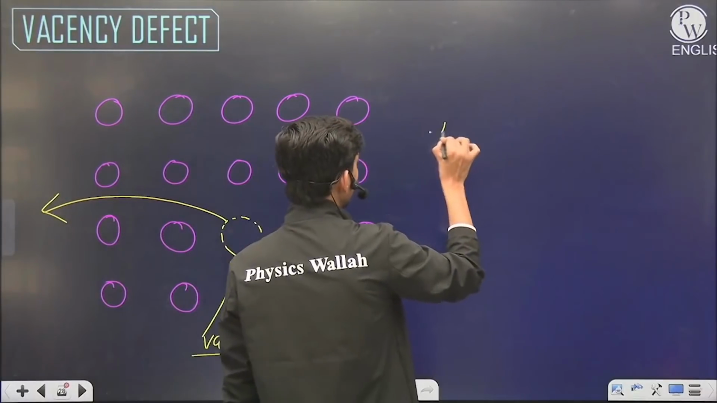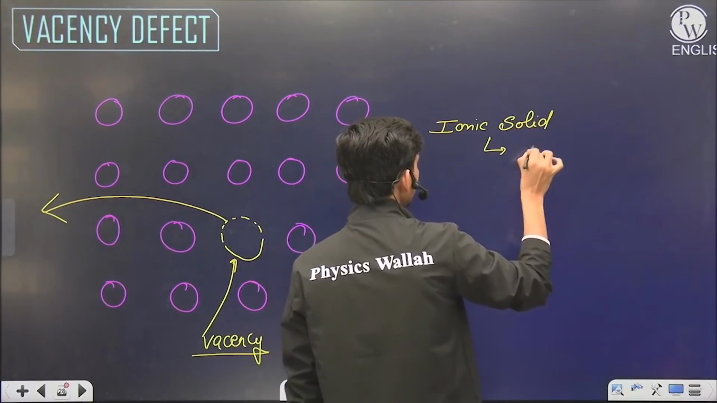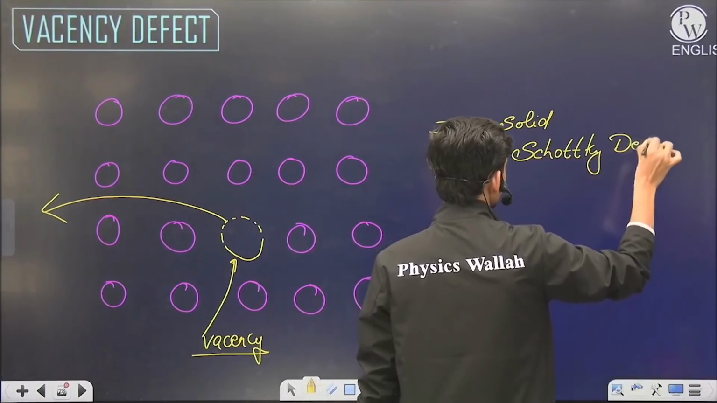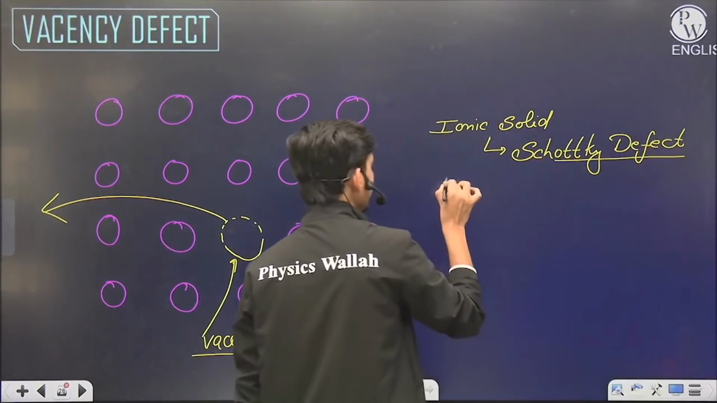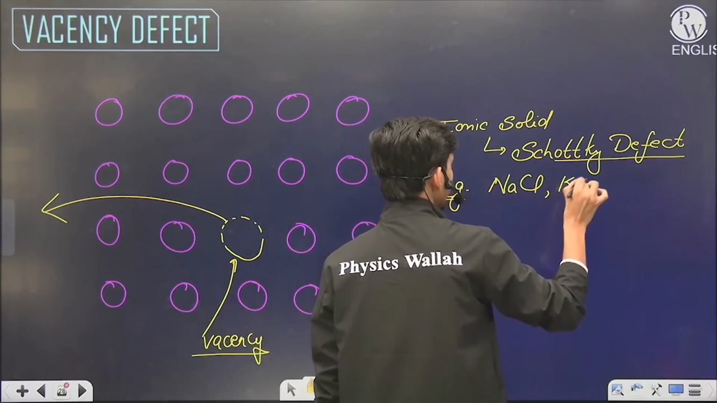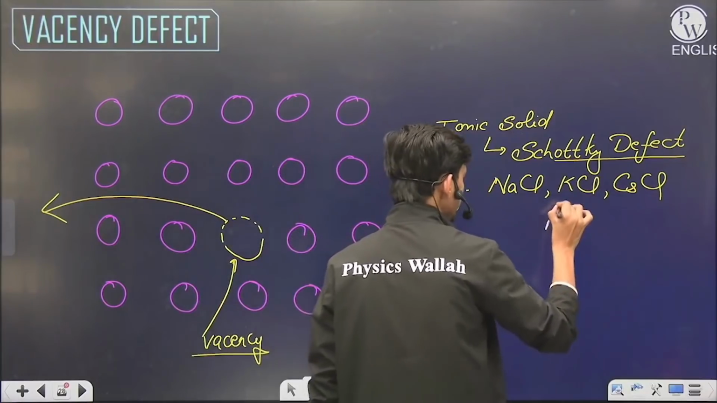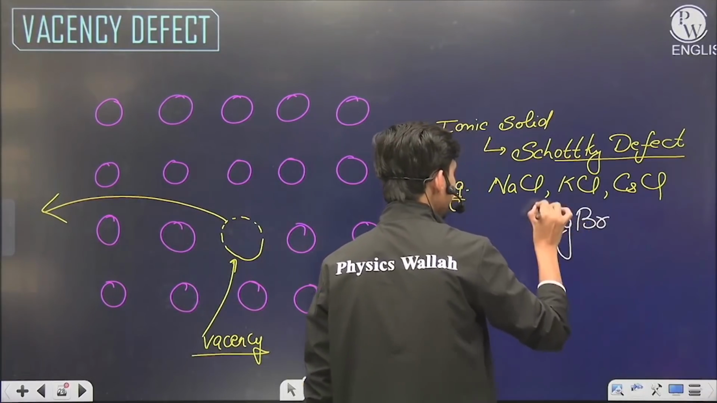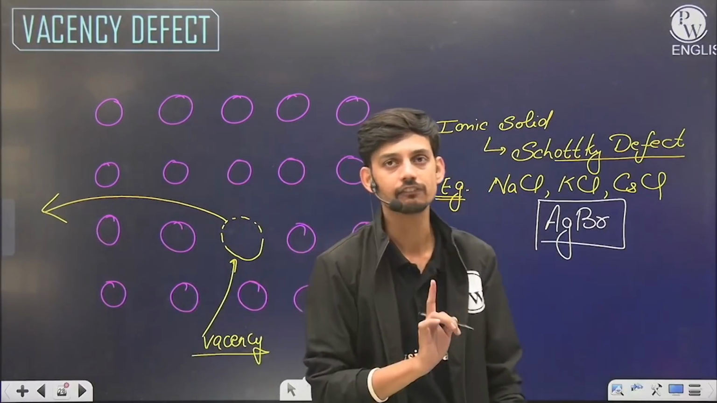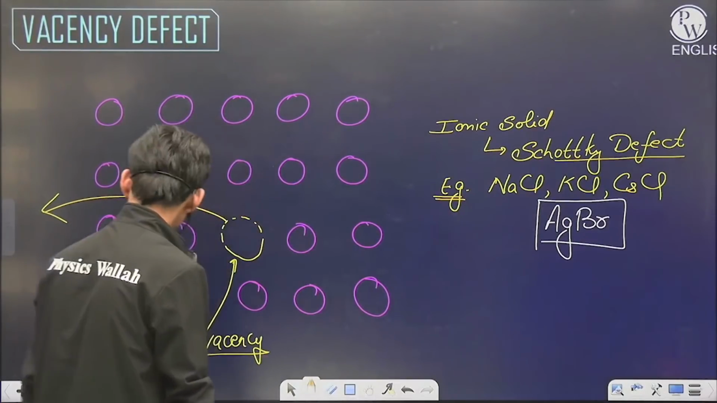And if this defect arises in an ionic solid, then this is called Schottky defect. The same vacancy defect. Common examples of this are s-block salts, for example NaCl, KCl, cesium chloride, and the most important example is AgBr. You have to remember this example, as AgBr is the solid which shows both Schottky as well as Frenkel defect.